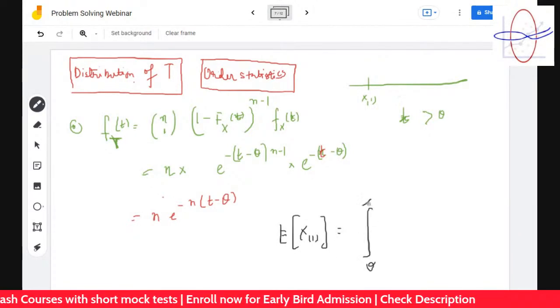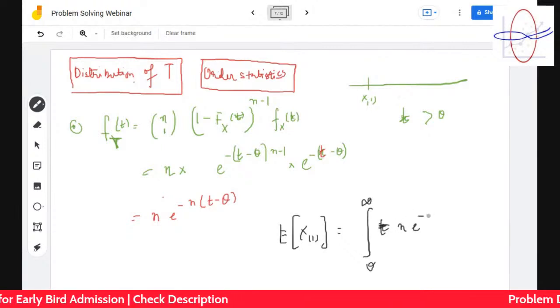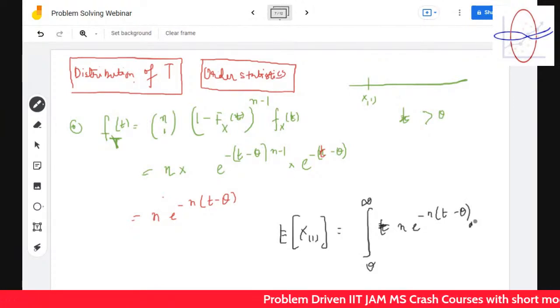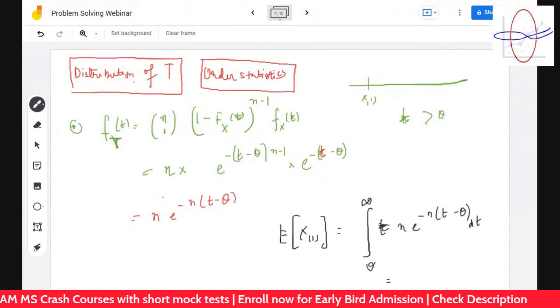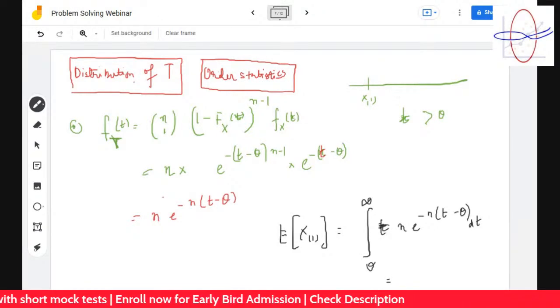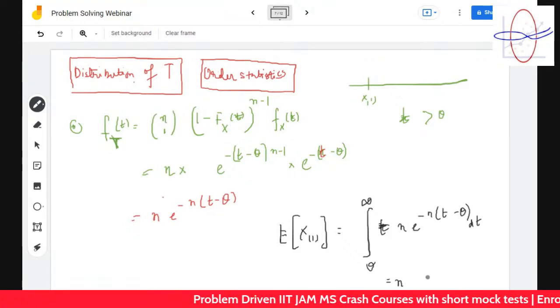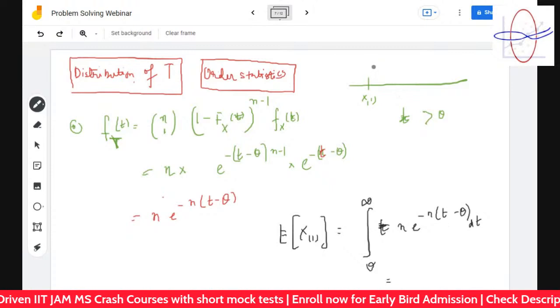So it's theta to infinity, x or t, n times e to the power minus n(t minus theta) dt. Okay, this is what we have got till now. And if you observe it, then you will get that n. So I hope you can understand. We can replace t minus theta. So let's try to do something out here.